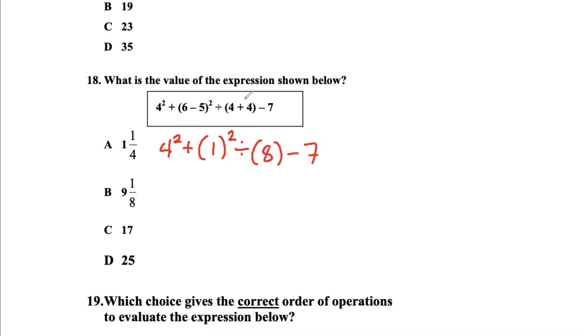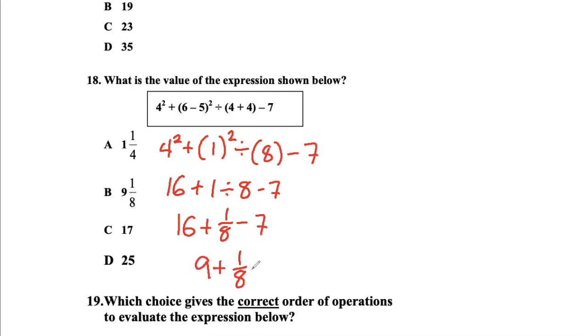Next, we're going to deal with all of the exponents. So 4 squared is 16 plus 1 squared, which is 1, divided by 8, minus 7. So the next part of PEMDAS, or our order of operations, is going to be the division. So we'll have 16 plus 1 over 8 minus 7. And then now we can subtract the 16 and the 7. That's going to give us 9 plus 1 over 8, which is just 9 and 1/8.